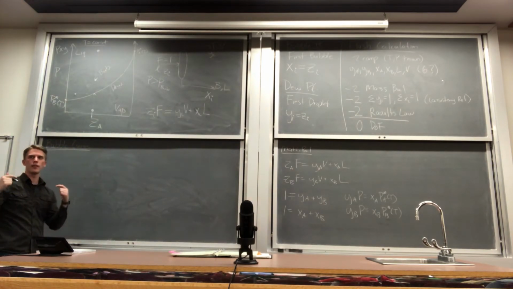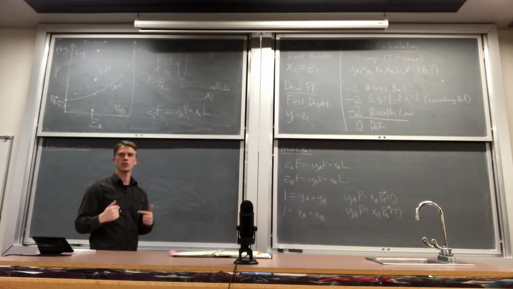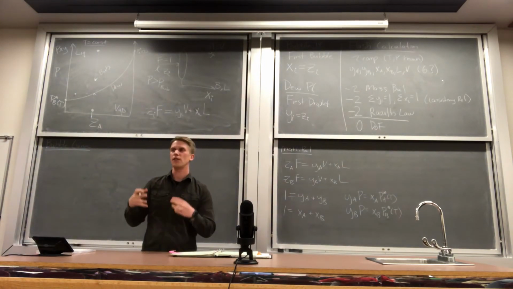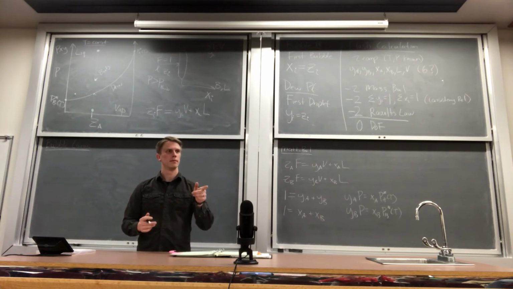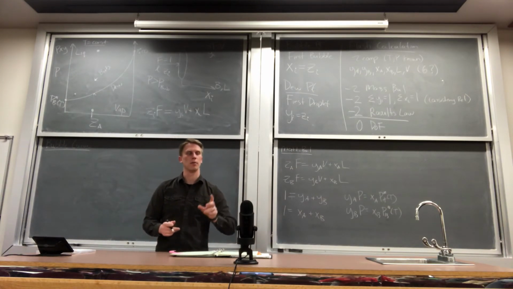What is the bubble curve? Can someone describe it to me in physical terms? What is happening in a Pxy diagram at the bubble point? That's when we see the first bubble. But how do we get the first bubble?